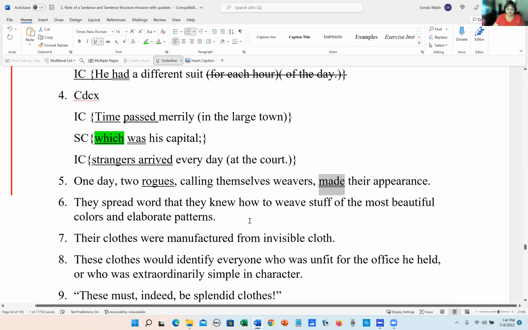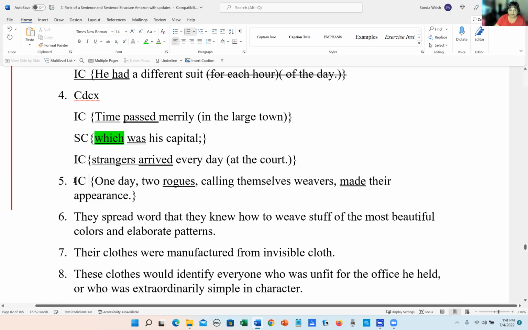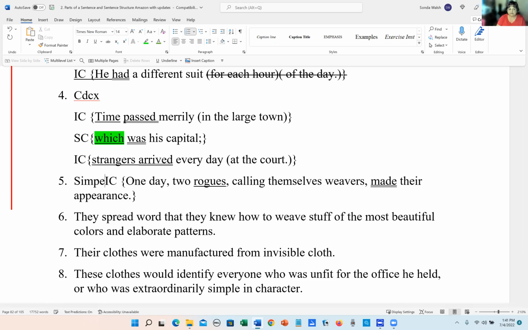And I don't have any prepositional phrases. I have "one day" as an adverb phrase telling when, and I have "calling themselves weavers." That is an adjective phrase modifying "rogues." And then "rogues made what appearance" as a direct object. So this whole thing is one independent clause because we only have one set of subjects and verbs. I do not have a subordinating conjunction or relative pronoun that comes before that. So that makes this one independent clause, which makes this a simple sentence.